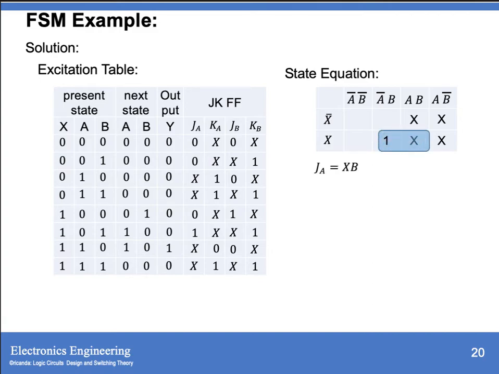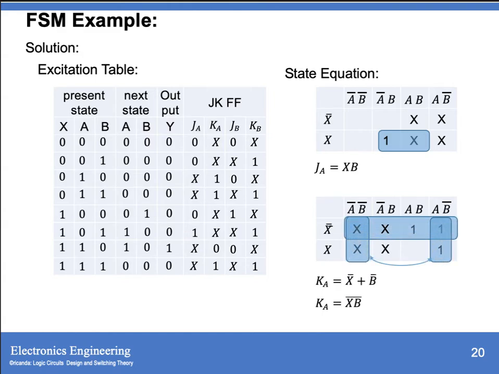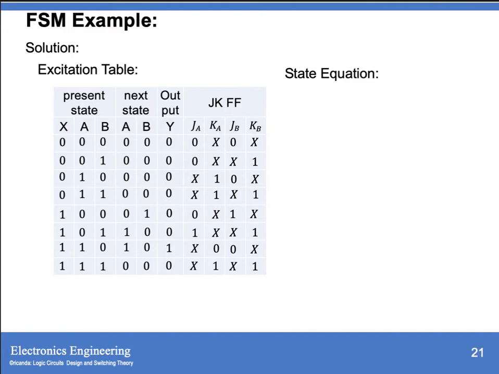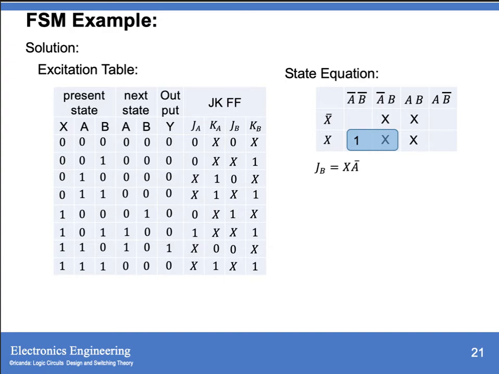Group this by 2, so therefore JA is equal to XB. For KA, that is XX, 1, 1, and XX, 1, 0. We have this grouping, that is X bar or B bar, or it can be written as X NAND B. For B flip-flop, for JB, we have 0x, 0x, then 1x, 0x. So we have to group this. We have XA. And for KB, we have x1, x1, and x1, x1. So therefore, KB is equal to 1.